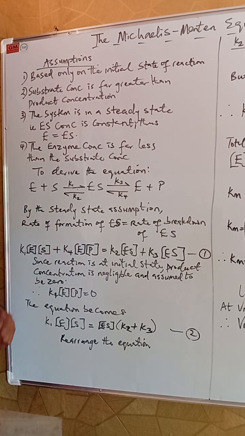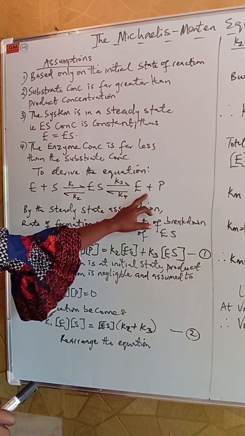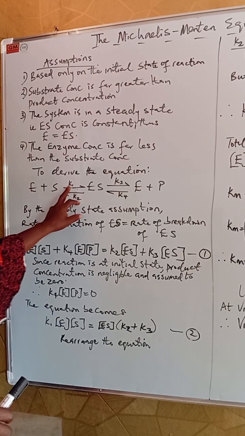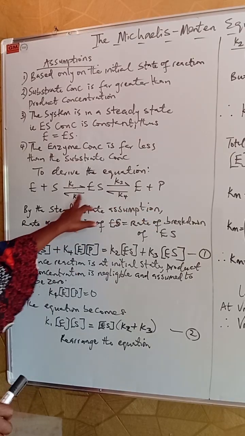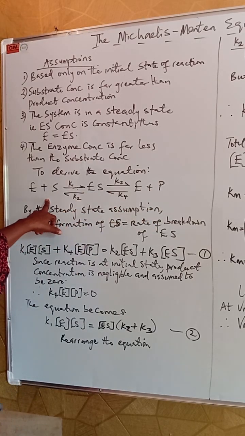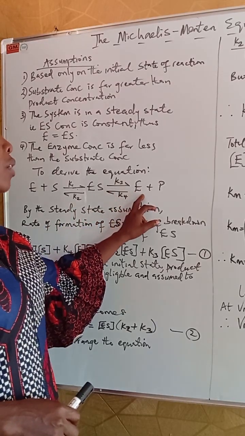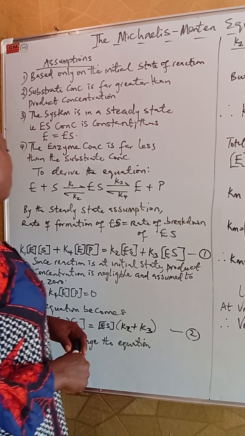We start from the beginning because it's based on the initial state of every enzyme catalyzed reaction, where we have enzyme plus substrate giving us the enzyme substrate complex before we begin to form the products, to give us the E plus the product. Now, K1 is the constant for formation of ES, K3 formation of product, K2 breakdown of enzyme substrate complex, and K4 the constant for the breakdown or the reformation of enzyme substrate from enzyme and product.